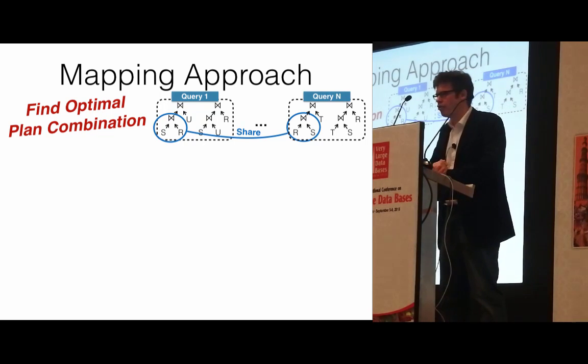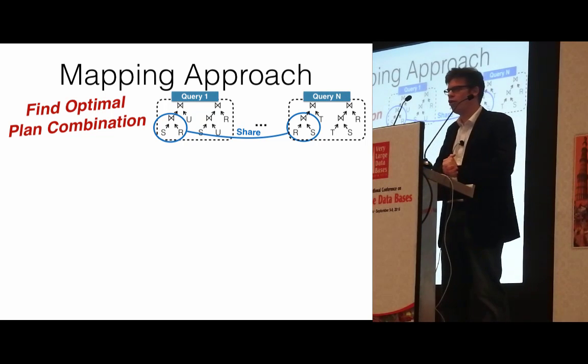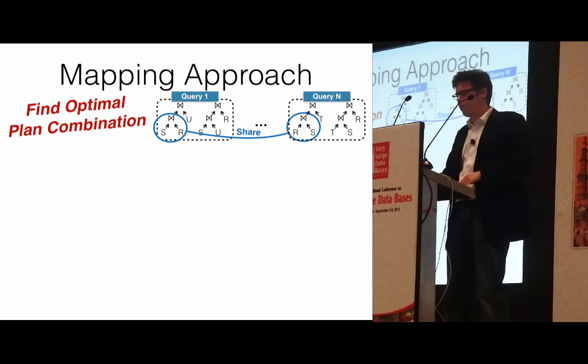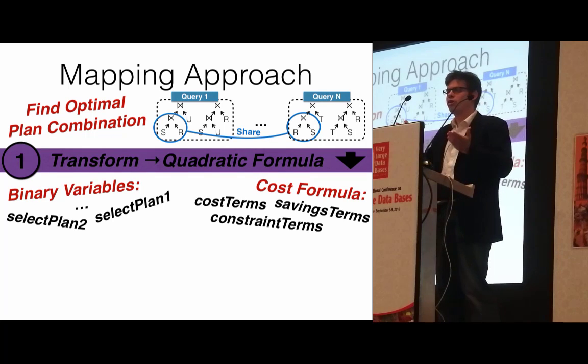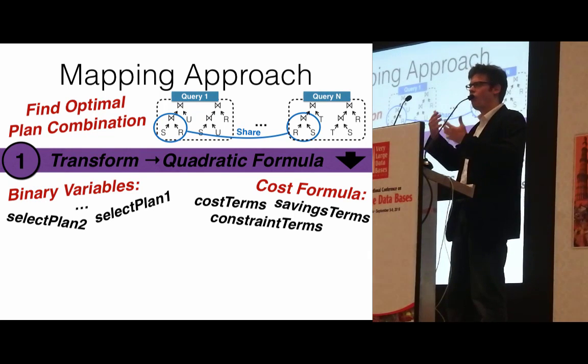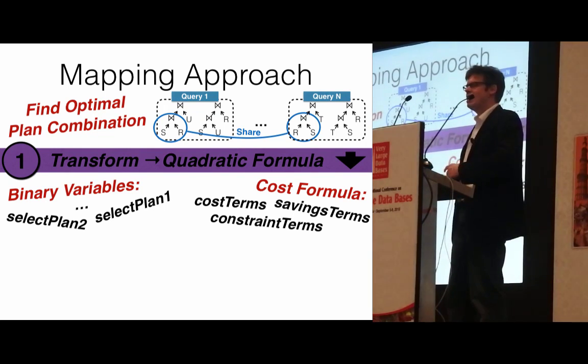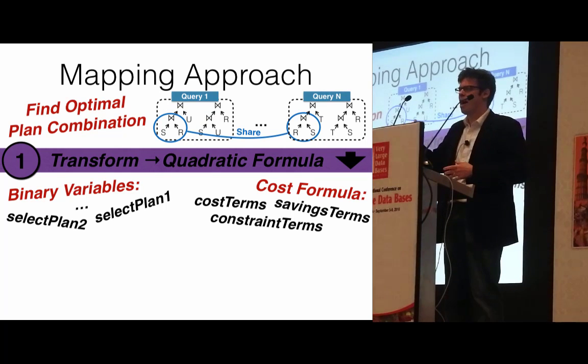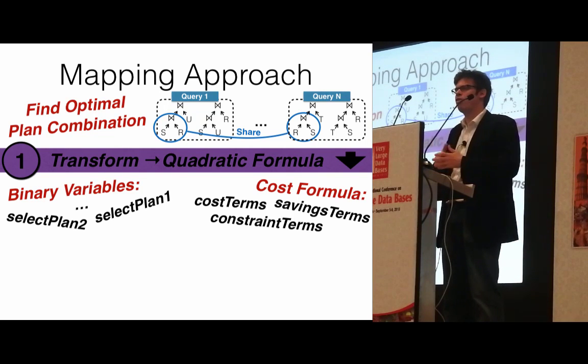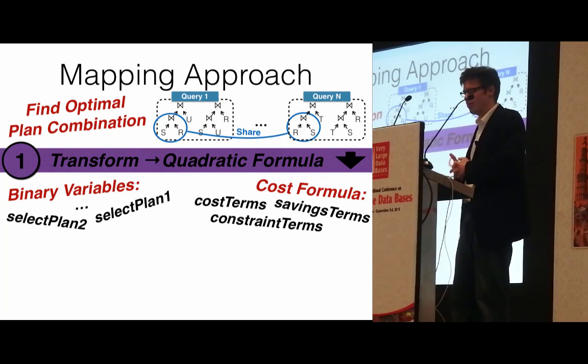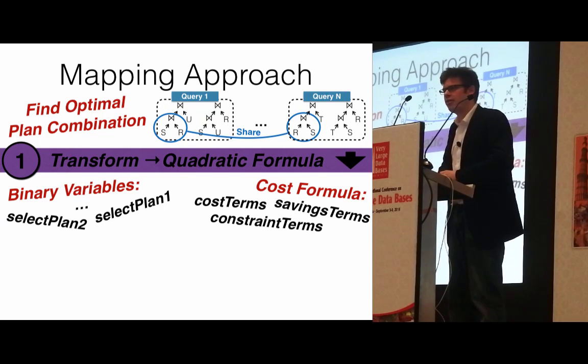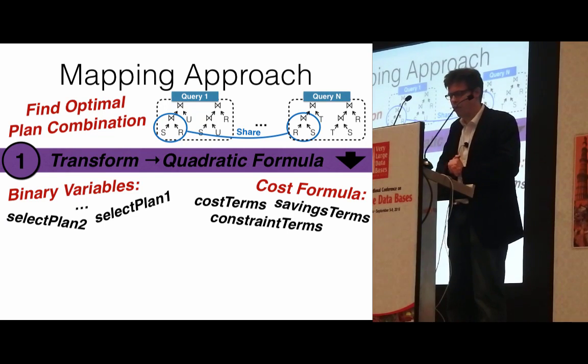Now the transformation function, which I will discuss in more detail in the following, operates in two steps. In the first step, we have to transform an instance of the multi-query optimization problem into a quadratic formula in binary variables to minimize, because this is the format supported by the machine. I'm going to give you more details on the transformation step in the following.